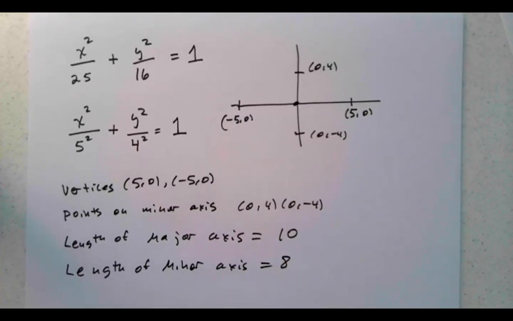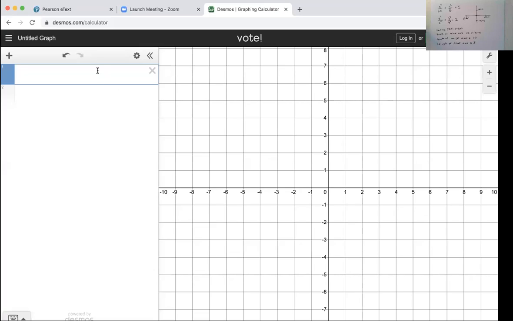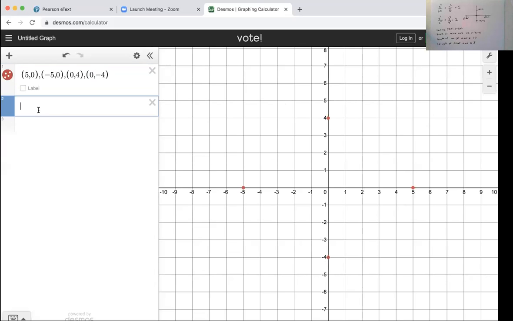So let's see if we can construct a graph for that. I'm going to go ahead and take a look at Desmos to do that. We had our points that we called the vertices, the vertexes, at 5, 0 and at negative 5, 0. Then we had the points on the minor axis, 0, 4 and 0, negative 4. So those are 4 points. That's really enough to get a decent picture. You're just going to connect those dots in an elliptical shape, and that will be the graph we're working with. So we'll let Desmos do that.